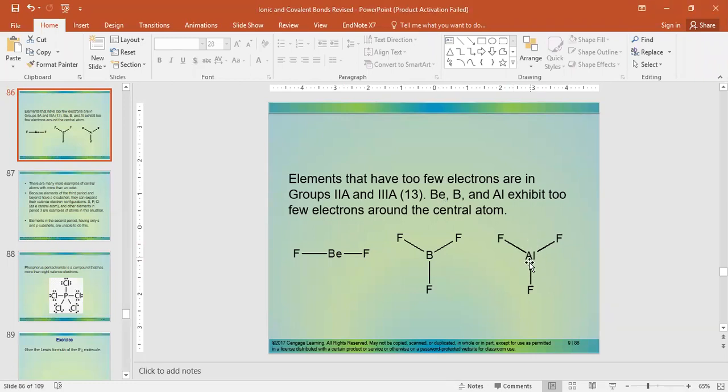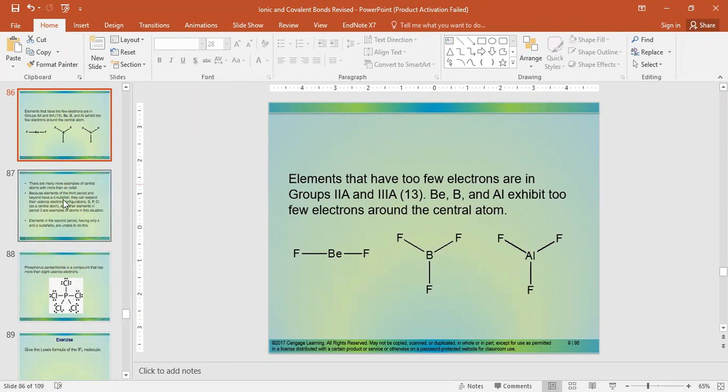Same thing applies to aluminum here. And this is a covalent bond. It's not an ionic compound. So whereby you have 2 electrons, 2 electrons, and 2 electrons, the total number of electrons that you have here will be 6. So these are examples of electron deficient central atoms.